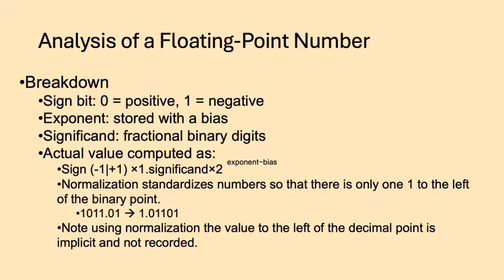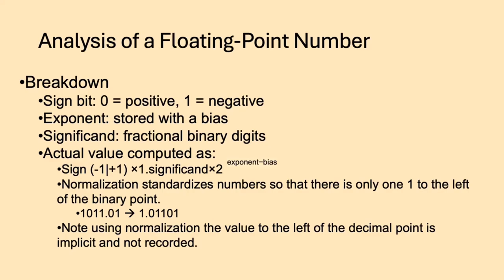To summarize, the sign bit indicates polarity. The significand is the fractional part. The exponent is stored with a bias. Normalization is a process of shifting the binary point so that there is only one value to its left.